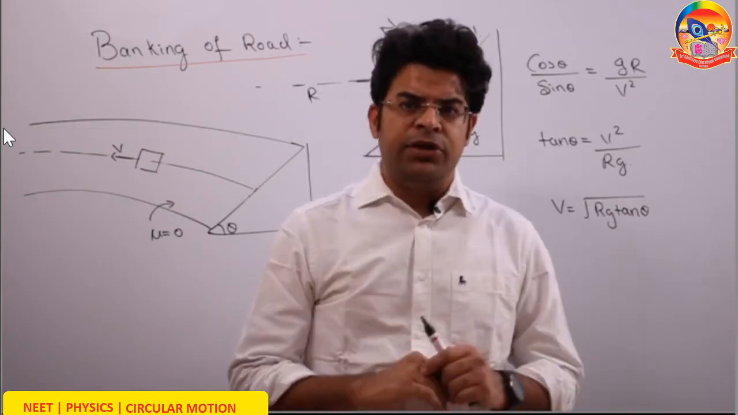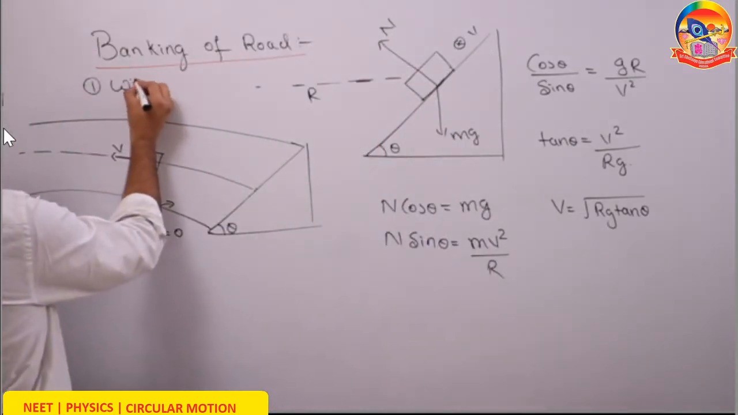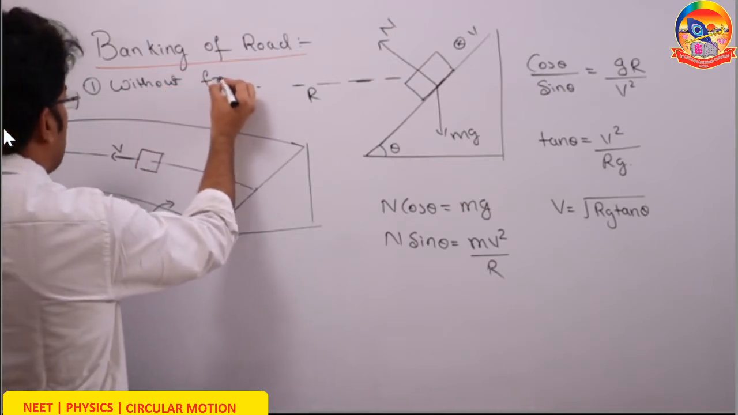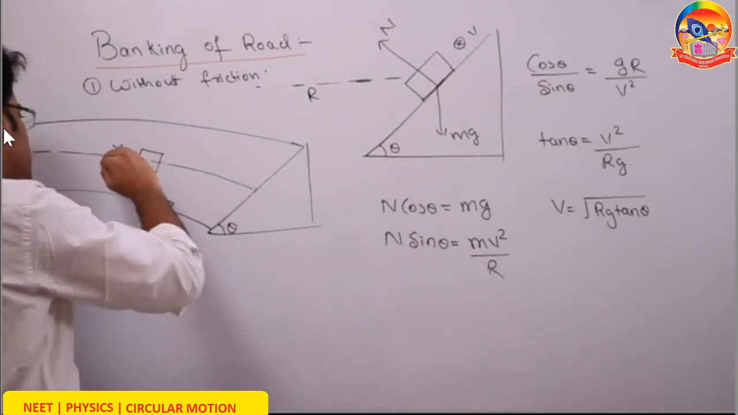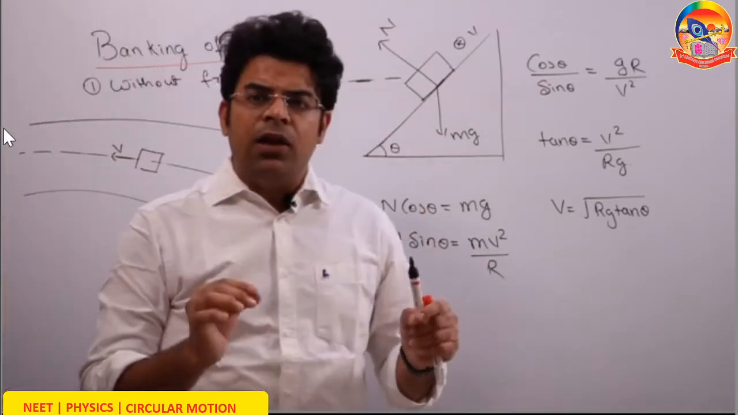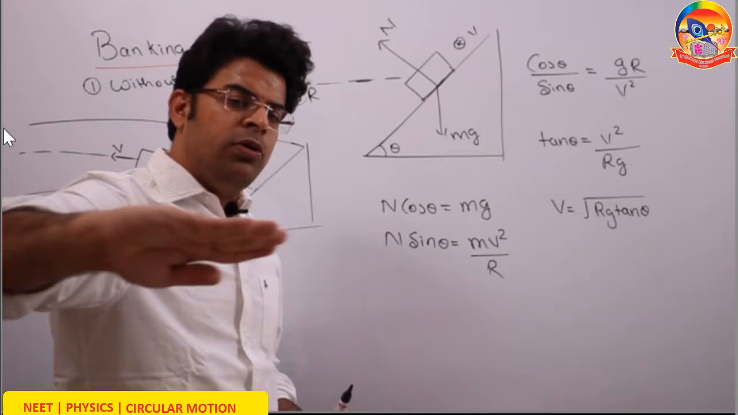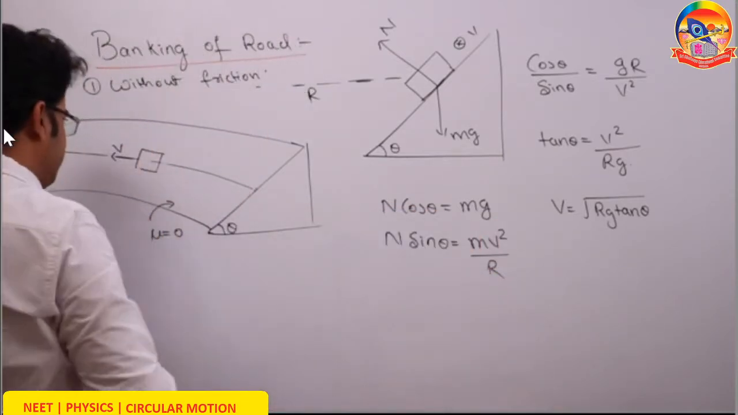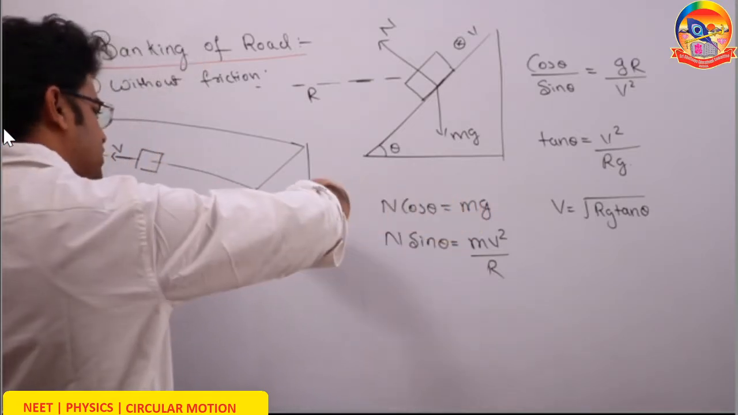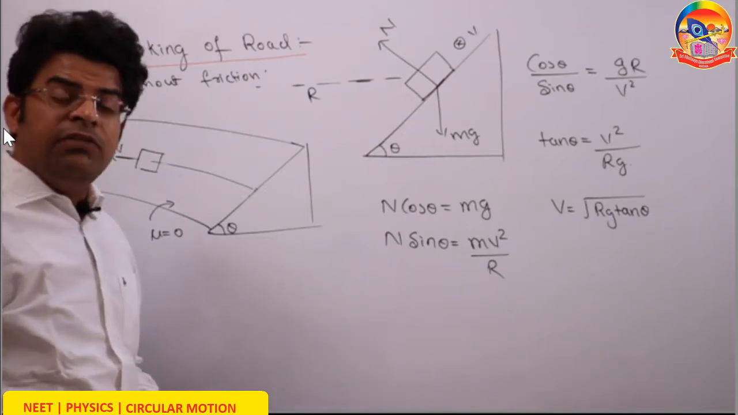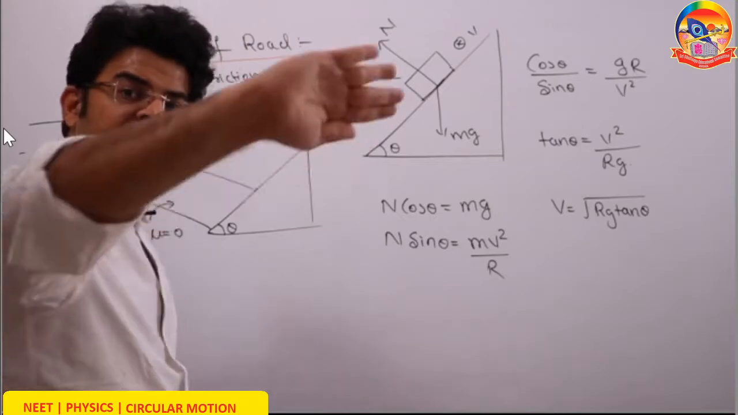In this hypothetical case, friction is absent. So we call it banking of road case 1, without friction, and this is the most asked case. Let's say there is a road which is banked. There is a particular velocity v at which, if the car moves on this frictionless banked road, it will keep on maintaining its radius. Let's say 20 meter per second. If the car moves at 20 meter per second, its radius will remain constant. If the speed becomes more than 20 meter per second, it tends to move out. If the speed is less than 20, it tends to move in.